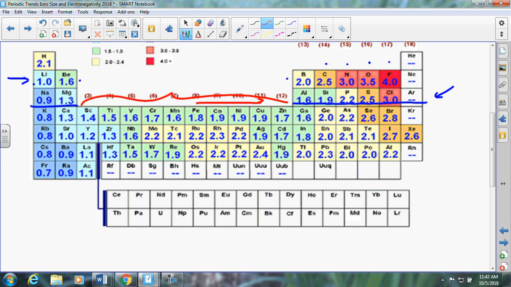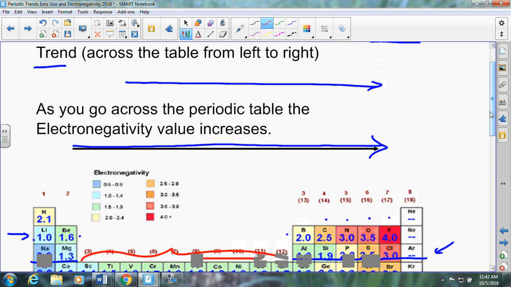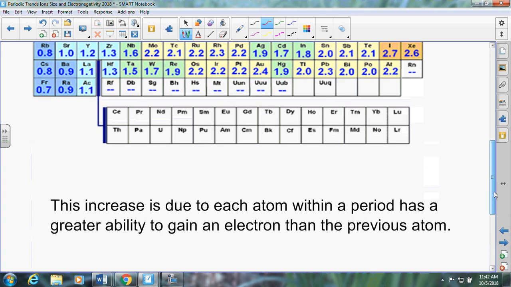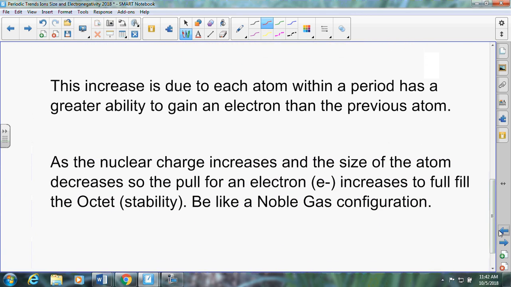But in general, going across, we get a greater and greater electronegativity, a greater and greater desire or pull for an electron. Next, we need to figure out why. This increase is due to each atom in the period having a greater ability to gain an electron than the previous one. If you really want to know a short answer, this is due to nuclear charge.